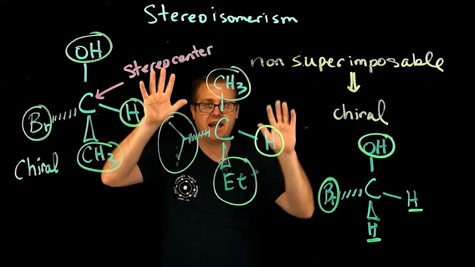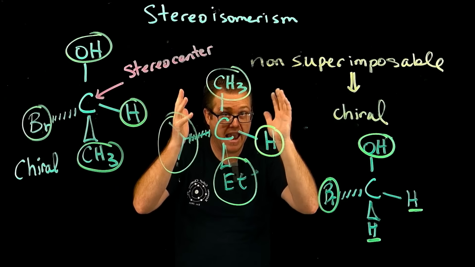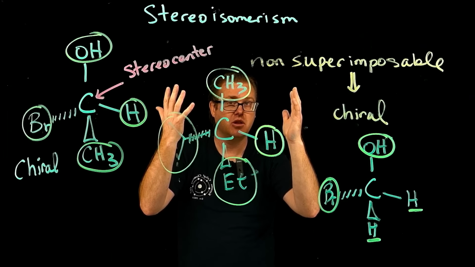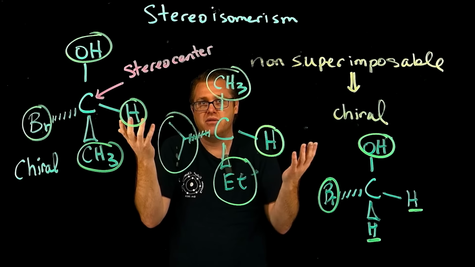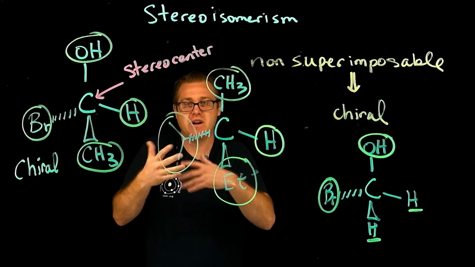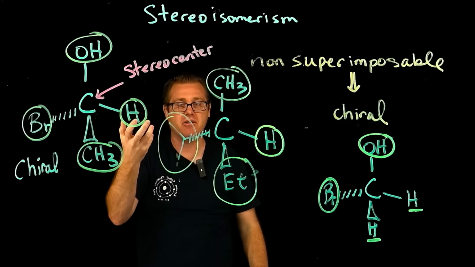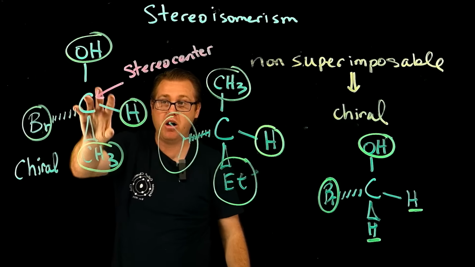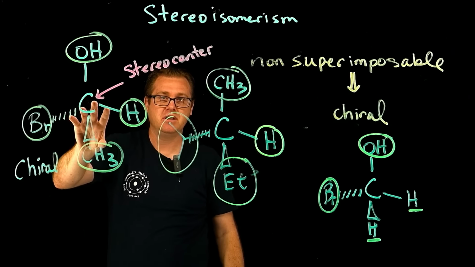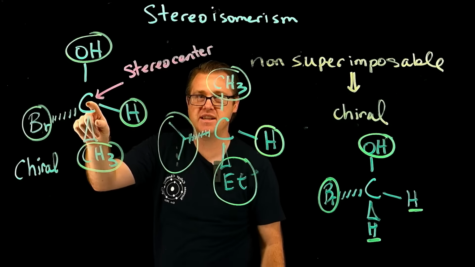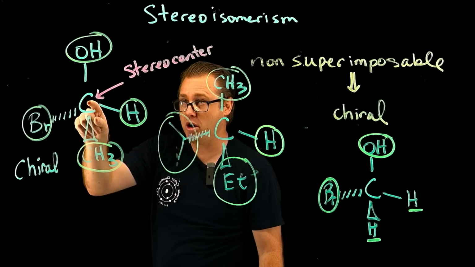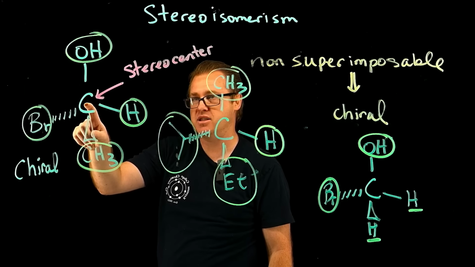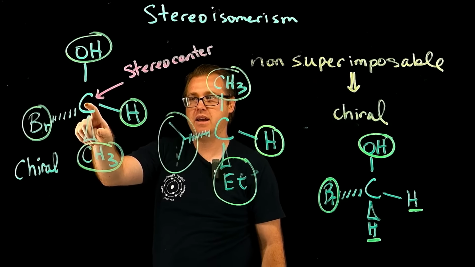Because when you look at my hands, my hand is chiral. Where's the chiral center? There's no, it's not. There's no chiral center. The whole hand is just chiral. Well, that's chiral. You don't say, hey, there's the chiral center. No, the whole molecule's chiral, but the carbon there is the stereocenter. Okay?